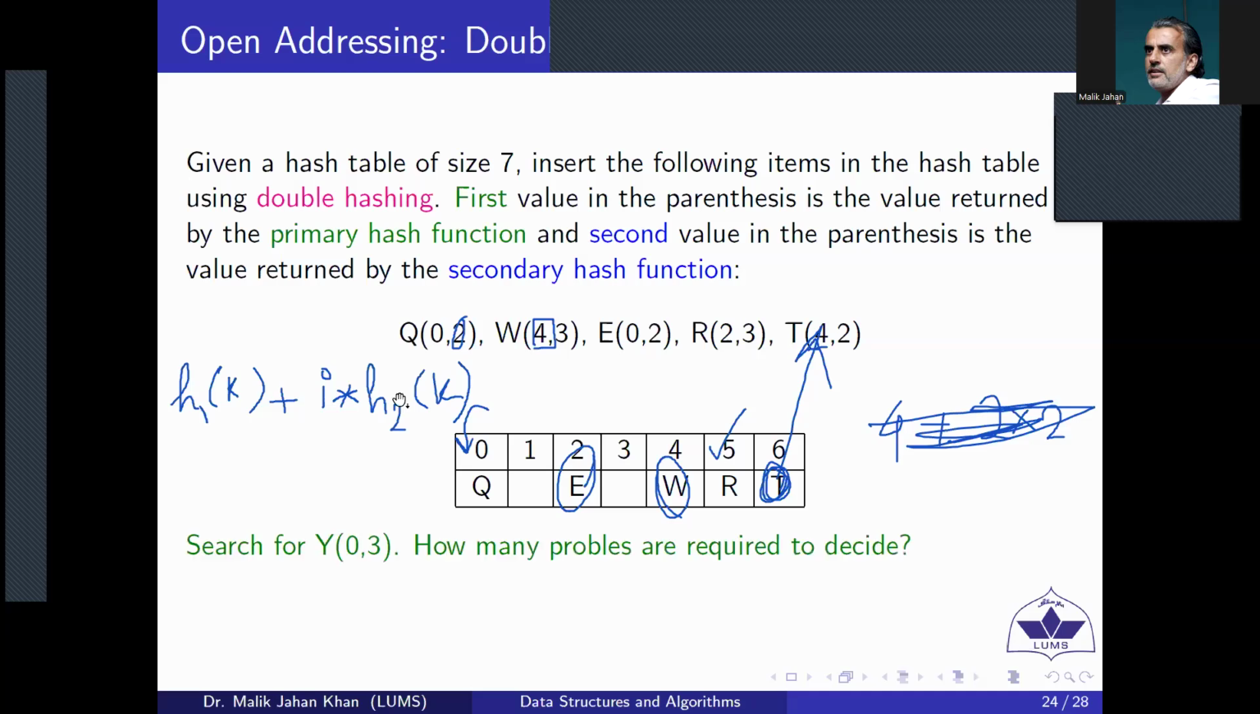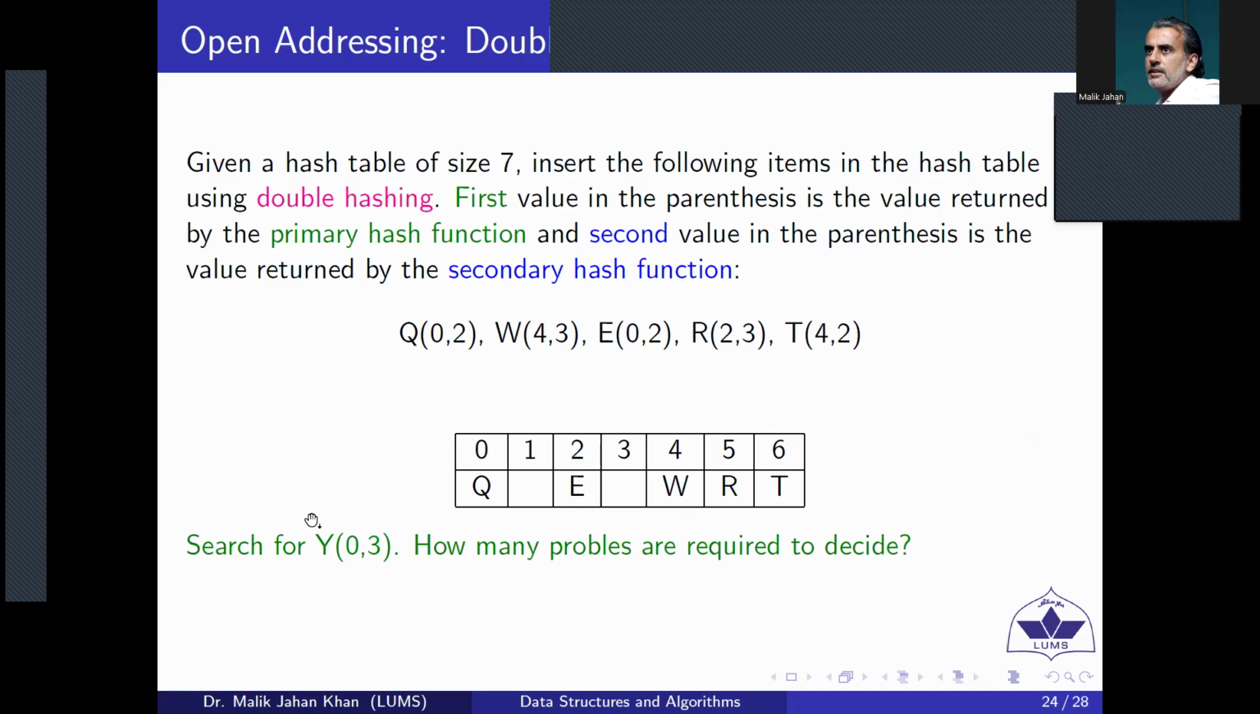Okay, so search for Y. Take a pause and figure out how many probes are required to decide Y, whose primary hash function is returning 0 and secondary hash function is returning 3. The primary hash function gives us 0, so we try to locate Y at index 0, which is occupied by someone else. So we do 0 plus 3, and that is available. So in two probes, we decide that Y is not there.